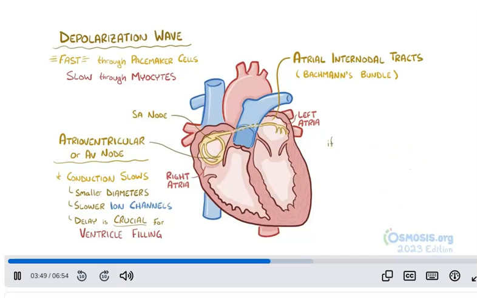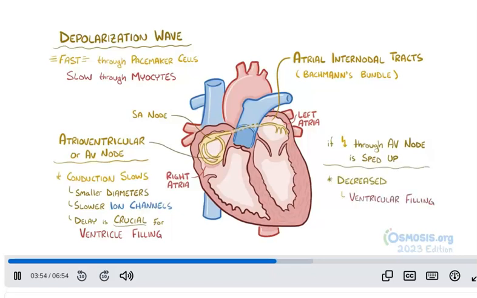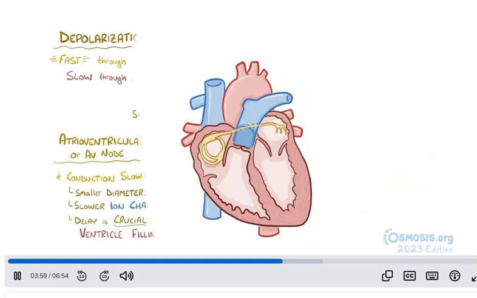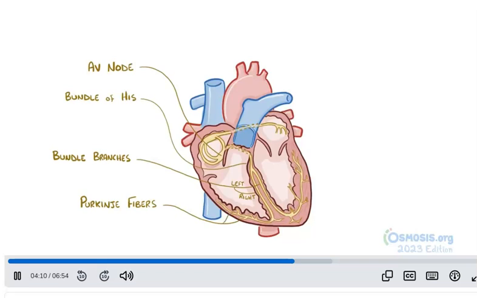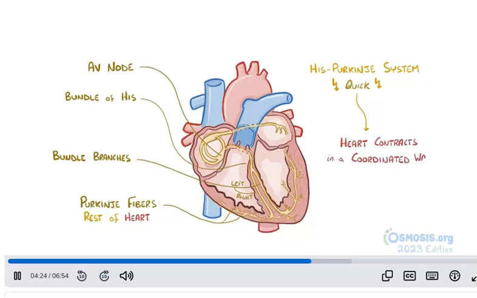So let's say that for some reason the conduction through the AV node is sped up. Well, in that situation, there's less time for ventricular filling, and so there'd be a decrease in stroke volume and cardiac output. From the AV node, the depolarization wave travels through the conducting system of the ventricles. First, it goes to the bundle of His, and then into the left and right bundle branches and into the Purkinje fibers. The Purkinje fibers are the final bit of conductive tissue that spread the depolarization wave to the rest of the heart. The His-Purkinje system conducts the depolarization wave really fast, and this is important because it makes the heart contract in a coordinated way.